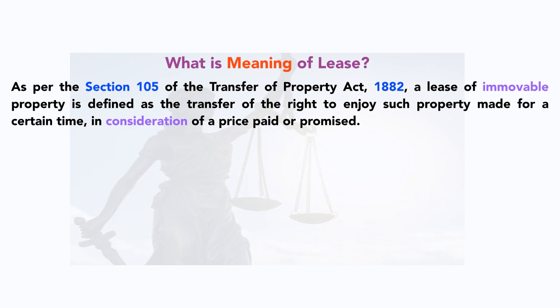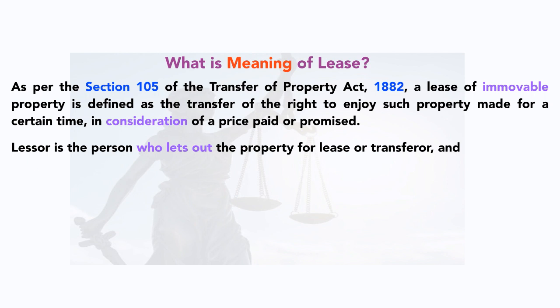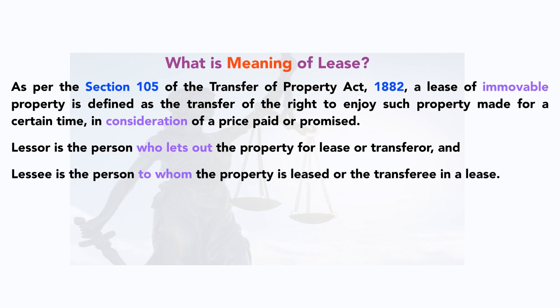The second point: the lessor is the person who lets out the property for lease, or the transferor. That means the owner who is leasing out his property is known as the lessor. The lessee is the person to whom the property is leased, or the transferee. So, the lessee is the person who is taking the property on rent. He is also known as the transferee, and the lessor is also known as the transferor.